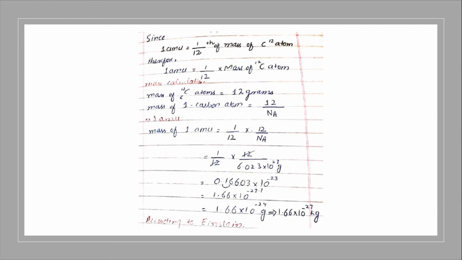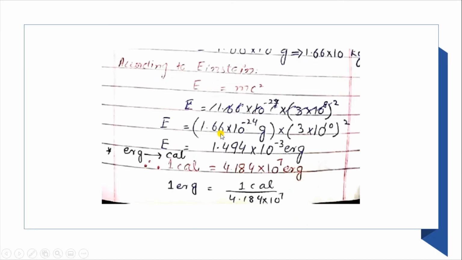And according to Einstein, E is equal to mc squared. We have already discussed it. So we will put the value of the mass m, which we have calculated right now, and multiply it with the speed of light, c, 3 multiplied by 10 to the power 8. So the energy will be 1.494 multiplied by 10 to the power minus 3.